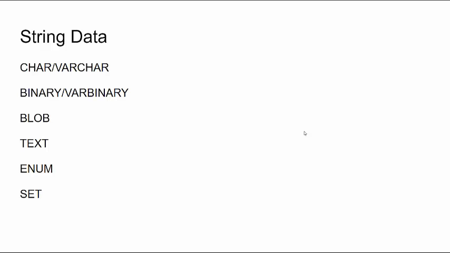Binary and varbinary, similar idea. Blob, this is not for binary large object. The original author said this was for like the blob that ate Cincinnati, if you've ever seen that movie. It's binary data. There's also text data, which is for lots and lots of characters. Enums, which we'll go into in great detail, and sets.